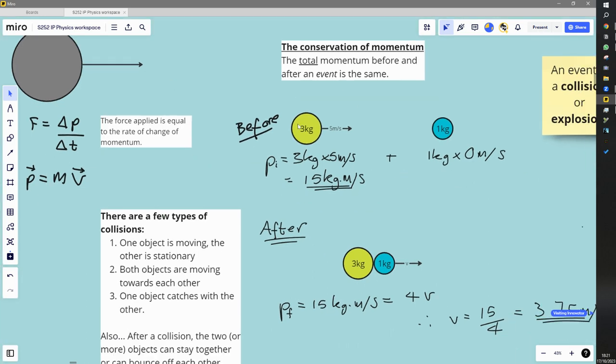So let's imagine we have this 3 kilogram ball moving towards this 1 kilogram ball at 5 meters per second. The total momentum before is going to be equal to the total momentum afterwards. Let's say that afterwards they stick together and then move off at some mystery velocity. So the total momentum before is equal to 3 kilograms times 5 for this one, plus 1 kilogram times 0 for that one. So this is just going to be 0. The momentum of something not moving is 0. No surprise there. And so the total momentum is just 15, and the unit is kilograms meters per second.